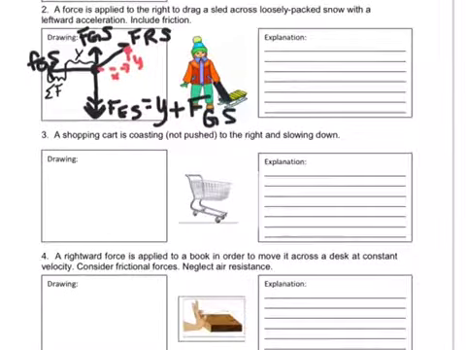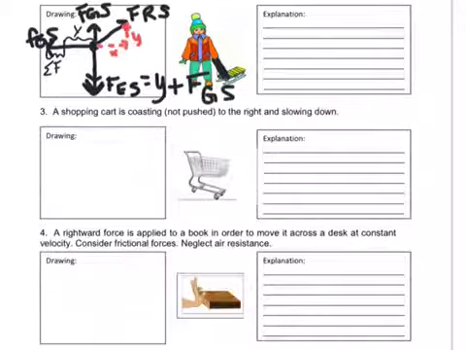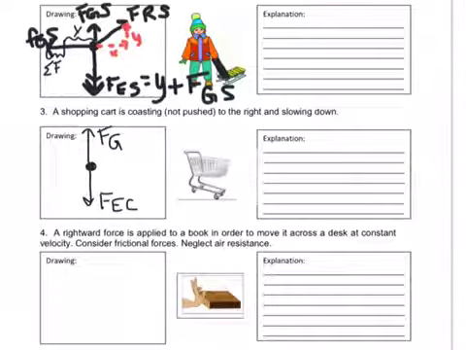Number three, a shopping cart is coasting, not pushed, to the right and is slowing down. So we have our object. Earth is pulling down on the object, force of Earth on the cart. Then you ask yourself, well, what is the cart in contact with? It's in contact with the ground, so the ground is pushing up with the exact same amount of force as Earth pulls down, because the shopping cart isn't going down into the ground, it's not coming up off the ground.